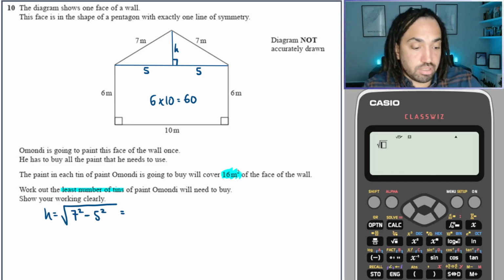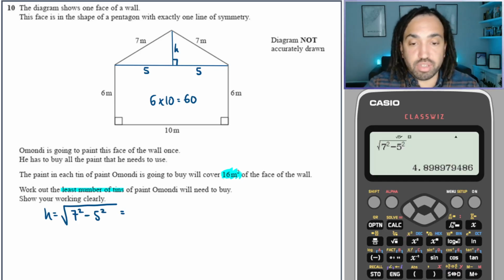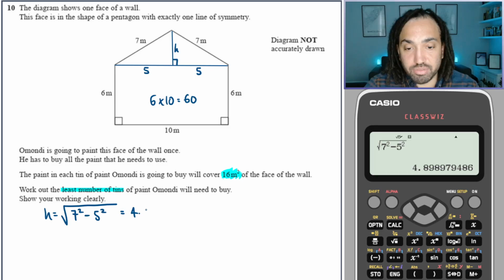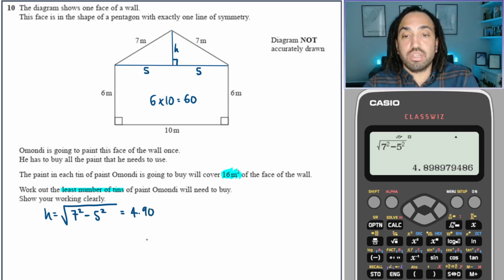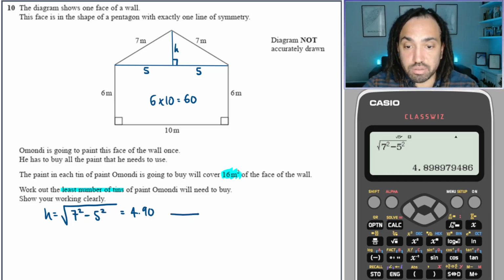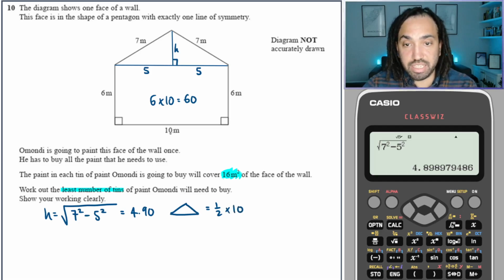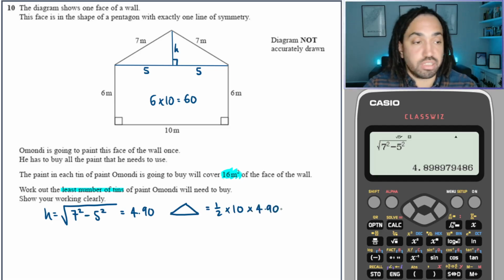Okay, so that would be 7 squared minus 5 squared, and that will give me, let's go with 4.9, 4.90. Okay, right, so now we can find the area of the upper triangle. So I might as well just find the whole thing at once, because it's a half times by base, which is 10, because it goes all the way across, multiplied by the height, which is 4.9.